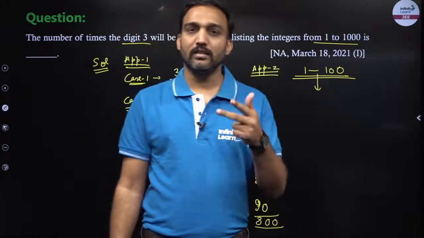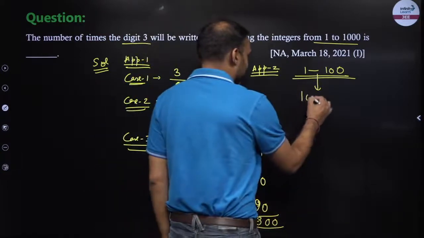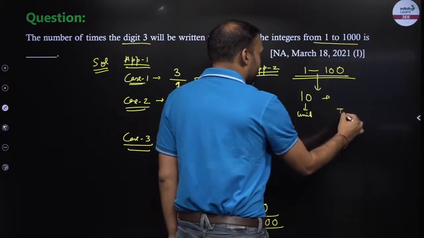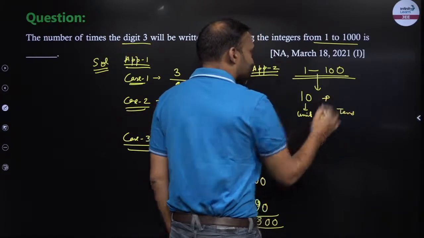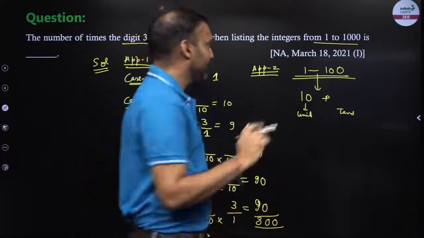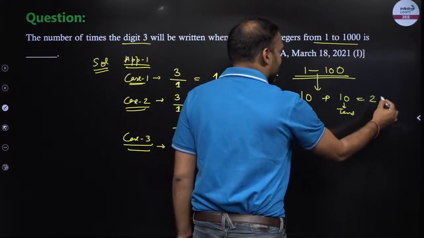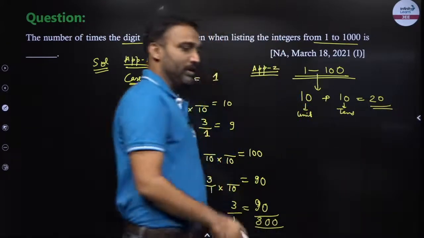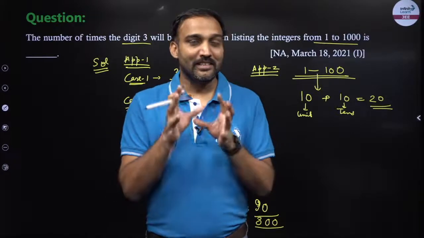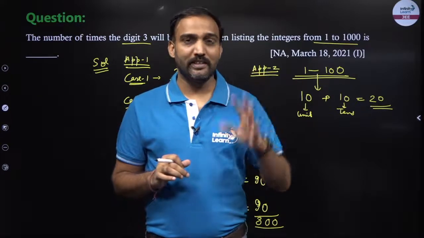3, 13, 23. So at the unit place, you will write 3 ten times. This is for the unit place. Similarly, for the tens place, I have written 30, 31, 32 till 39. So 10 such numbers are over there. So I have written 10 times 3 at the tens place. So in total, I have written 20 times. So if I take any 100 continuous natural numbers, I will always write 3 20 times at the unit place and the tens place.